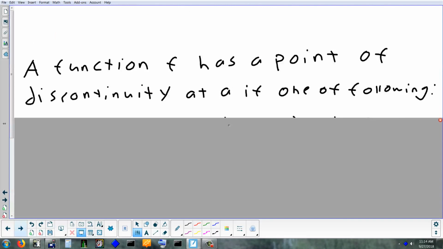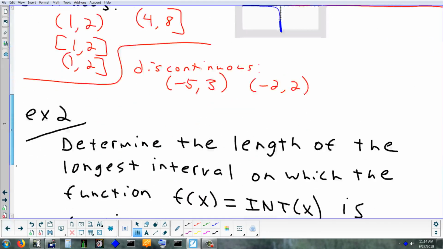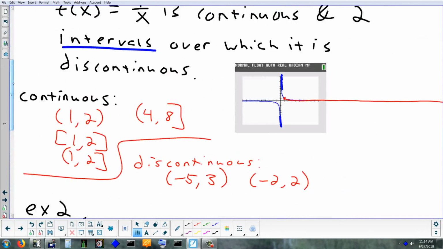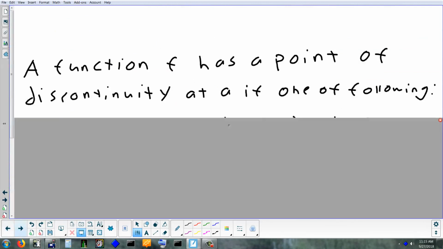So I told you there's a few different ways that a graph can be discontinuous, and we call that a point of discontinuity. The step function has a lot of discontinuities. Every time you lift your pencil to go up a step, that's a discontinuity. This particular graph has 1 discontinuity at 0, because you can't divide by 0. That's the only one in that graph. But even though they're discontinuities, they're different types of discontinuities.